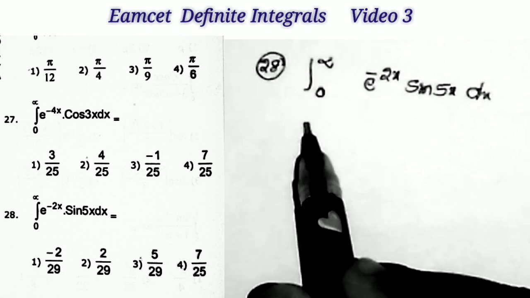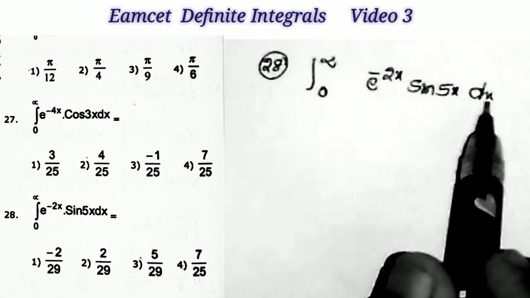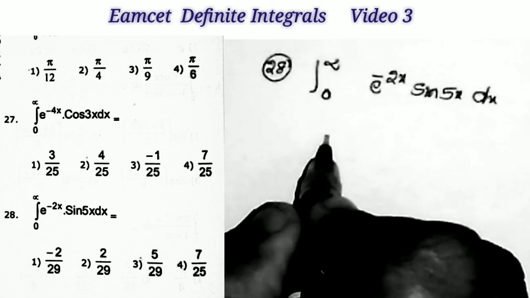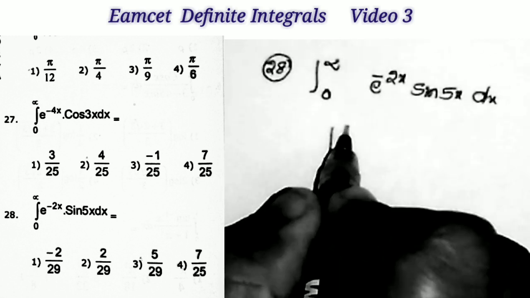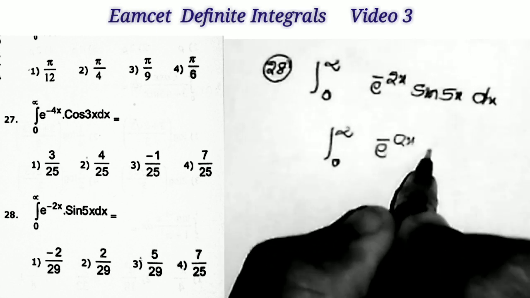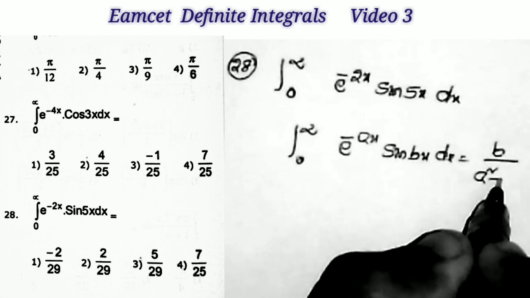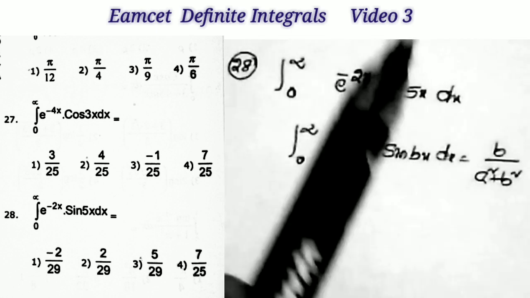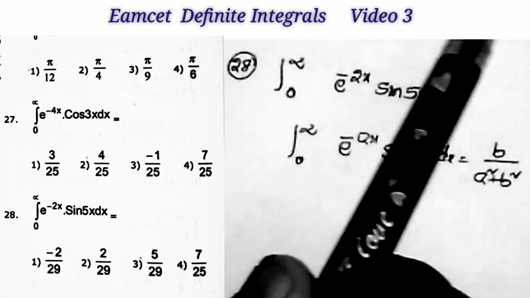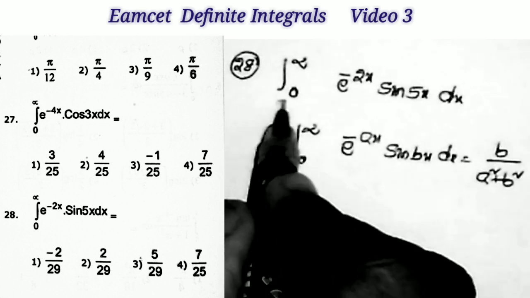Next question, sum number 28. Integral 0 to infinity e^(-2x) sin 5x dx. For this one also we have one particular formula. The formula is integral 0 to infinity e^(-ax) sin bx dx equals b by (a square plus b square). So for the cos term the formula is a by (a square plus b square), and for the sin term the formula is b by (a square plus b square).